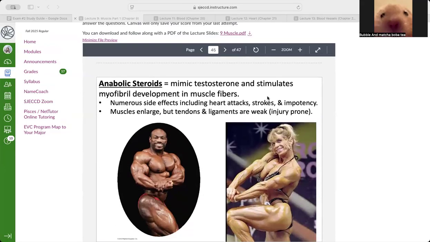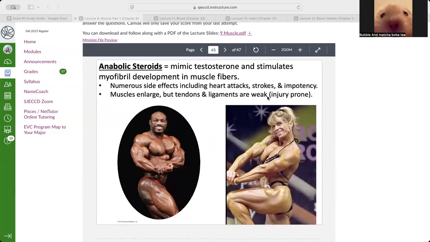Okay, and there's steroids. Steroids, they mimic testosterone and stimulate myofibrils, but there's lots of downsides. So they widen muscle fibers. You can't make more, but look at how large they are. You can definitely widen them. But there's lots of side effects. Like men get impotency, cardiovascular problems, and men's testicles shrink because they're like, oh, you got this testosterone, why do you need me? Which causes impotency and they can't get an erection anymore.